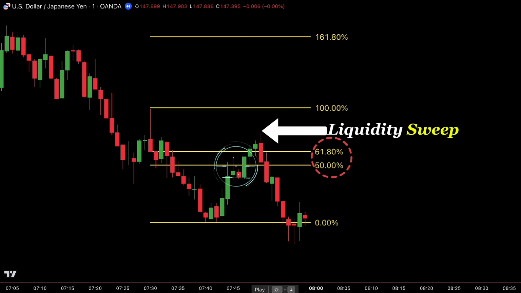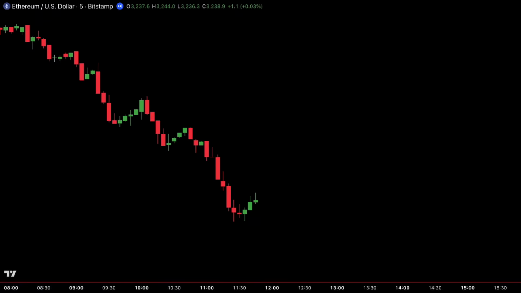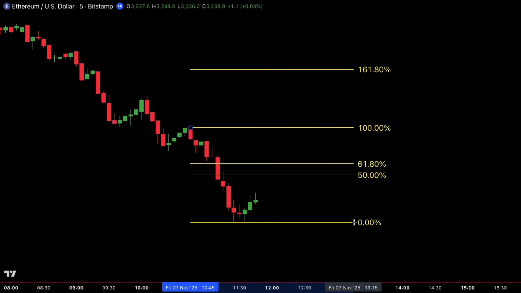Now that you understand how to use Fibonacci retracements together with liquidity sweeps to time your entries, let me show you something even more important. Look at this chart. The market is clearly moving down. Impulsive drop, retracement, another impulsive drop, another retracement, perfect environment for a Fibonacci pullback setup. We take our Fibonacci tool and measure the retracement from the swing high down to the swing low of the impulsive move. Two levels appear, 50% and 61.8%.